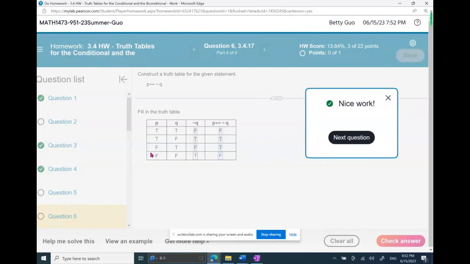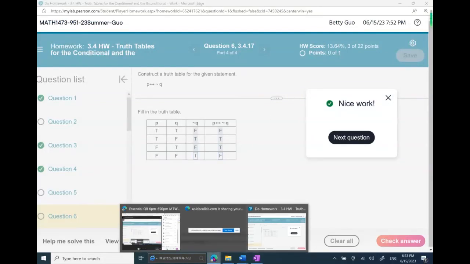Just remember, when both components are false, like case 3, the biconditional is true as well. We run out of time here.